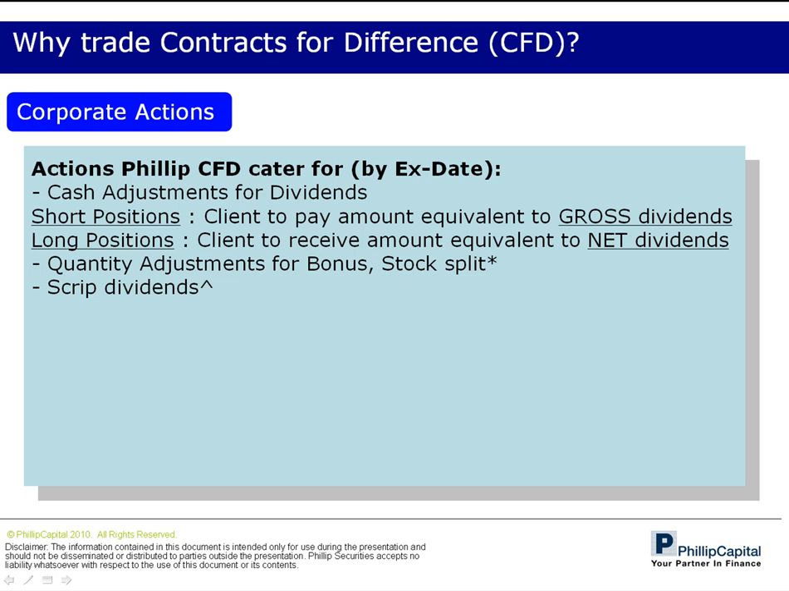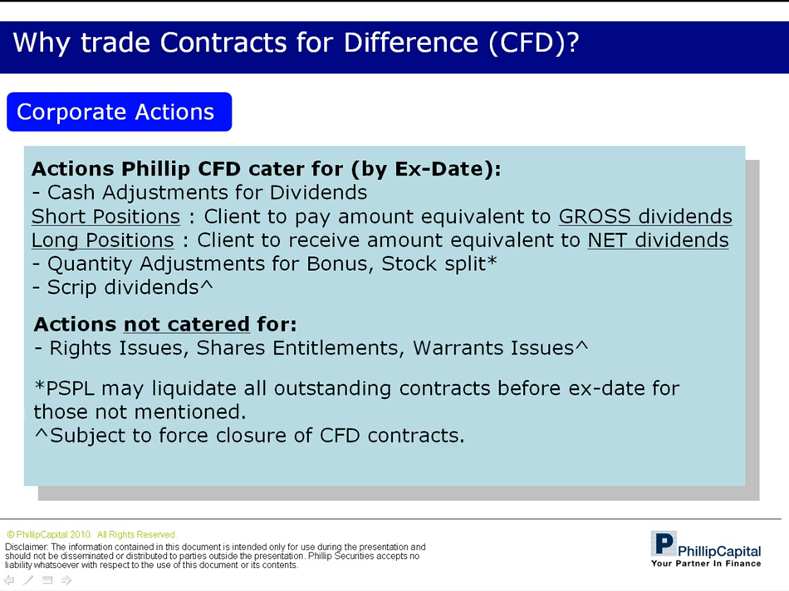For the corporate actions that Phillip CFD caters for, the dividends and adjustments would be credited or debited to and from the account on the ex-date instead of payable date. If a client goes short on a stock that pays dividends, the gross amount of dividends will be debited from his account. If a client goes long on a stock that pays dividends, he will receive net dividends in his account. Phillip CFD caters to actions such as dividends, bonus shares, and reverse splits, but does not cater for rights issues, shares entitlements, and warrants issues. For the latter, Phillip CFD has the right to advise clients to liquidate outstanding contracts before ex-date.